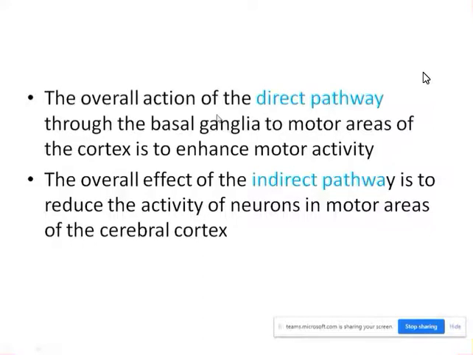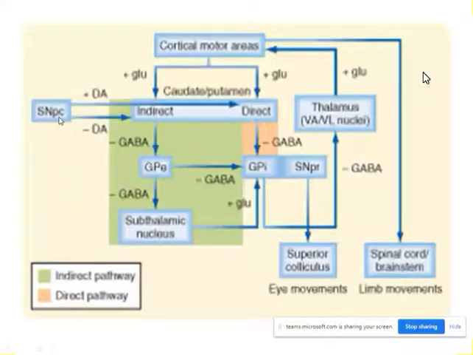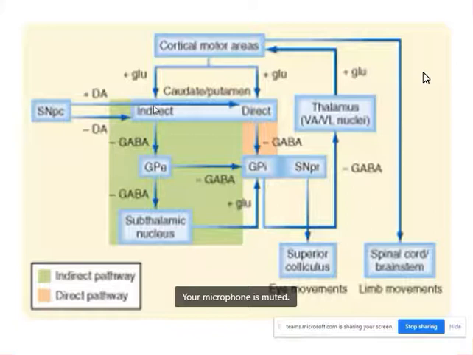Right now I'm not going into detail on that, but you should know that the direct and indirect pathways have different functions on the motor areas, mainly the premotor areas. And I have already discussed that the substantia nigra pars compacta is releasing dopamine, and it has different effects on the different pathways. Depending upon direct or indirect, it will either excite or inhibit the striatum of the direct and indirect pathway.